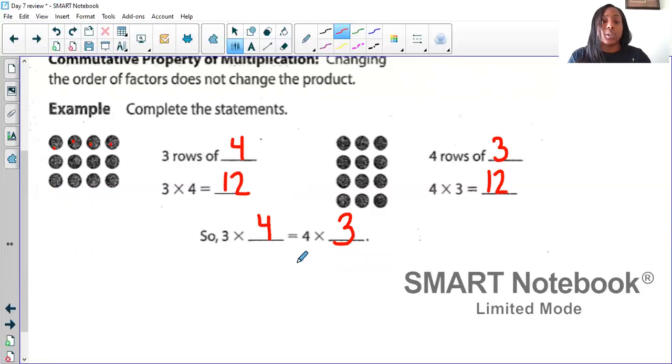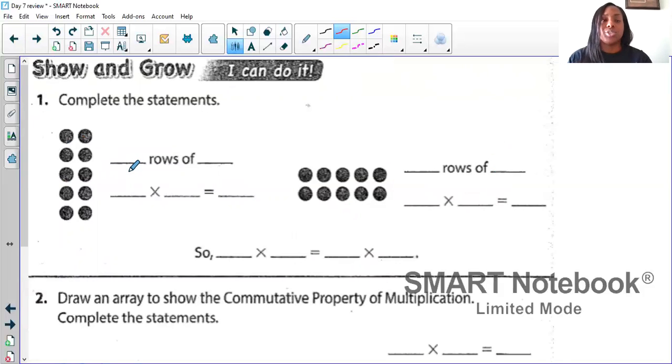That's right. It's an equation because it has a what? Equal sign. And remember, both sides of the equation have to be equal. Good job. So let's move on. Show and grow. Show me what you know.